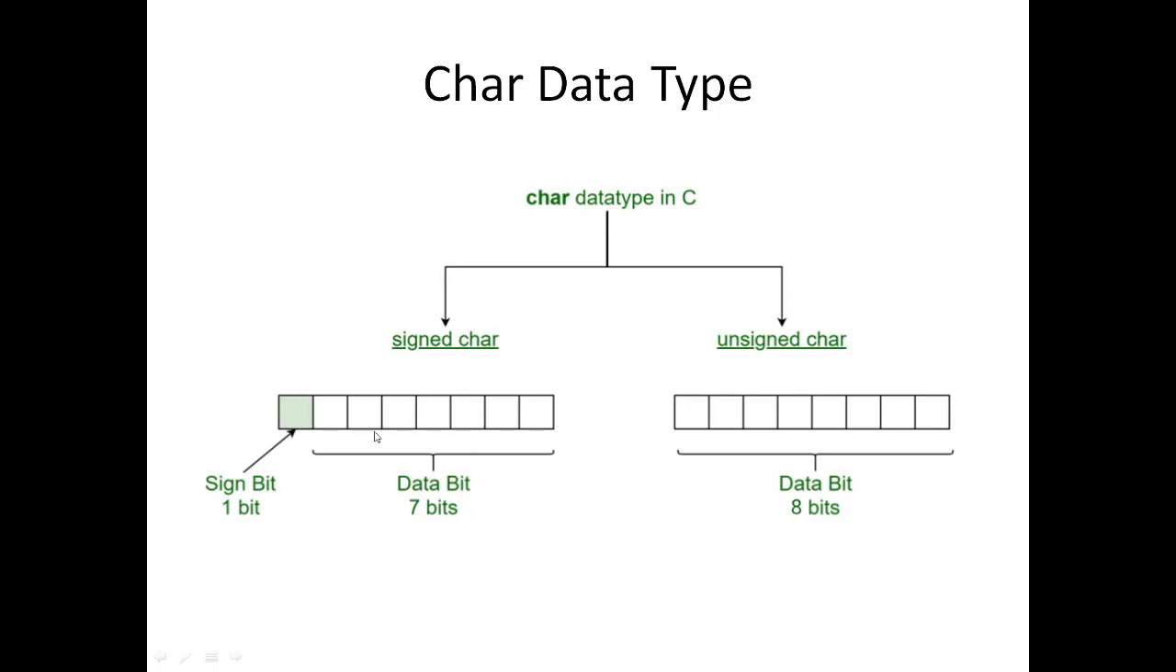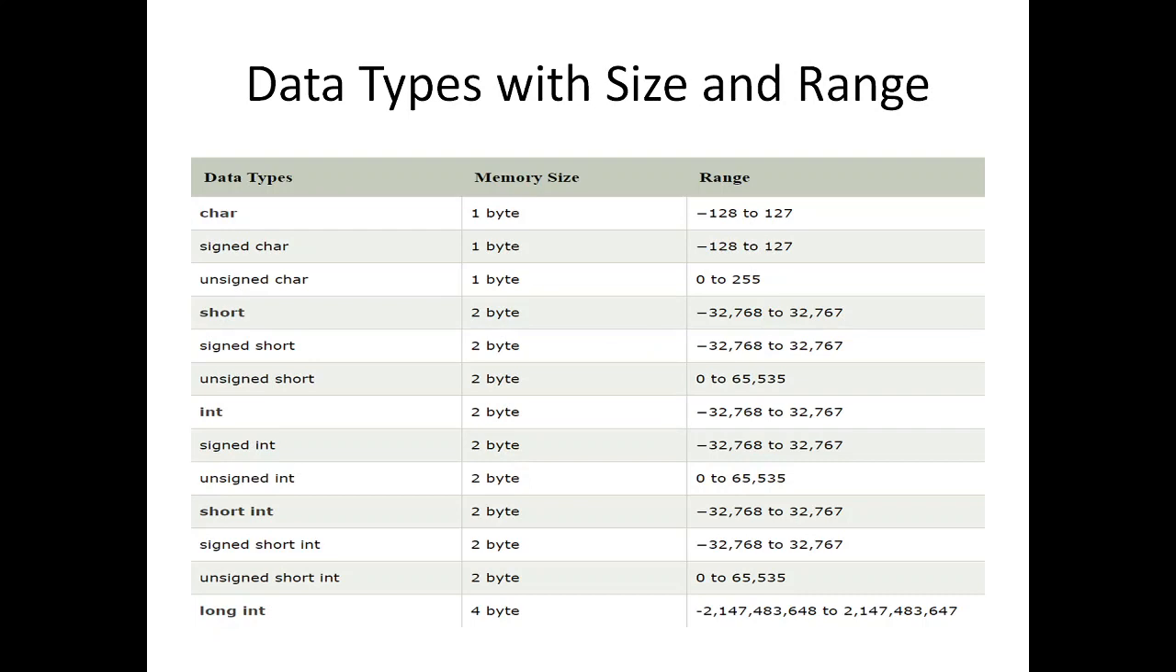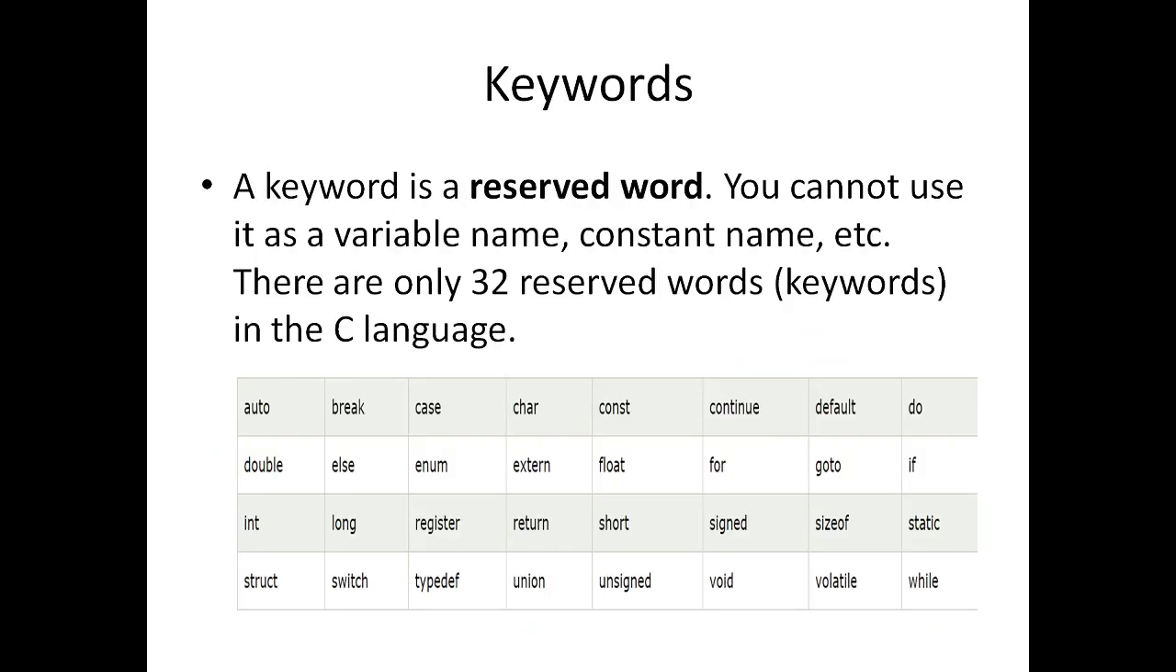So here you are only effectively using 7 bits as the data bits. But in case of the unsigned character, we are using all 8 bits. That's why in the case of the unsigned character, we can store 0 to 255. That's how we can use this.